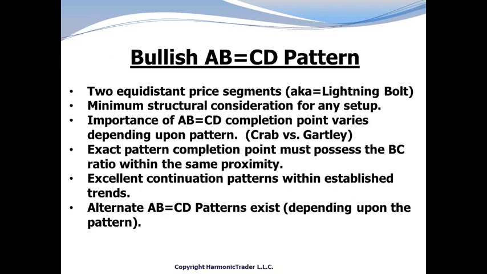Bullish ABCD pattern. The bullish ABCD pattern is two equidistant price segments, a lightning bolt, if you will. It is the minimum structural consideration for any setup. The importance of the ABCD pattern completion point varies depending upon each structure. If it's talking about a crab versus a Gartley, this ABCD component may differ. Exact pattern completion point must possess the BC ratio within the same proximity.